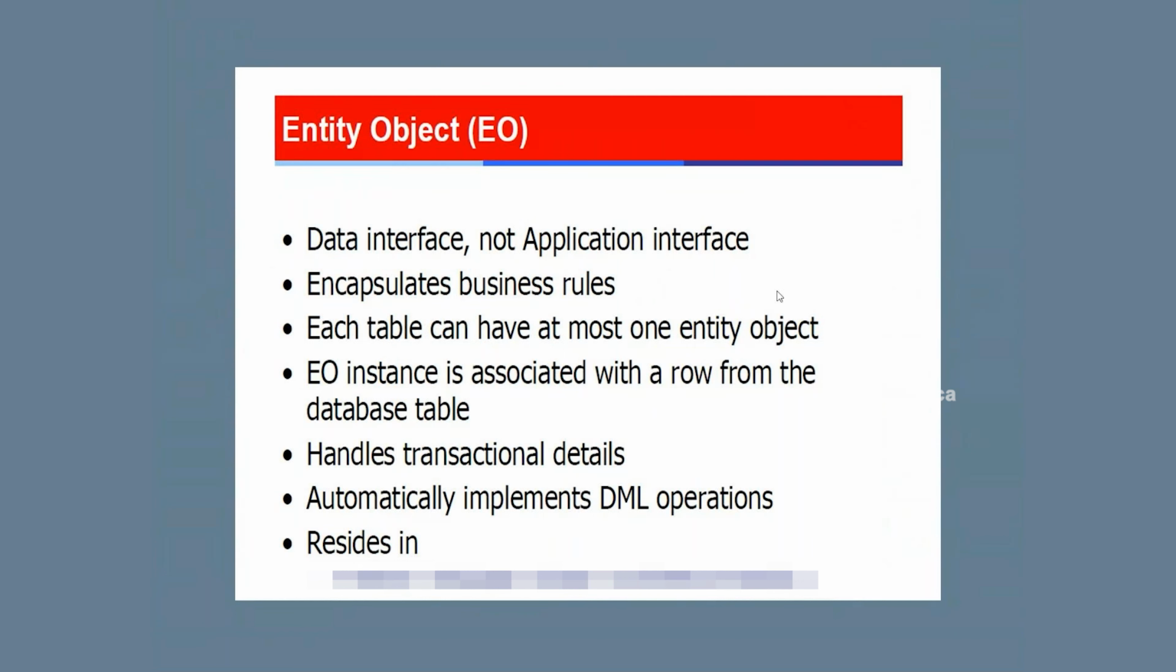So entity objects, specifically we use them. This is one of the BC4J components which comes under the model layer. Whenever we want to perform DML operations, we use this: insert data, delete data, update data on the table. It is very easy, without writing much code. Easily we can manage the DML operations on the page.